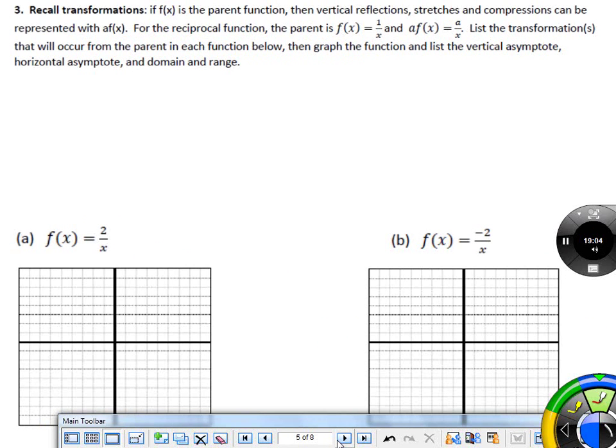All right. So reciprocal function, only difference is a 2 here. What is this going to do to your graph? What kind of transformation is this?